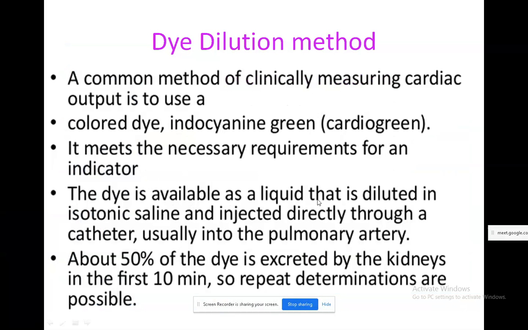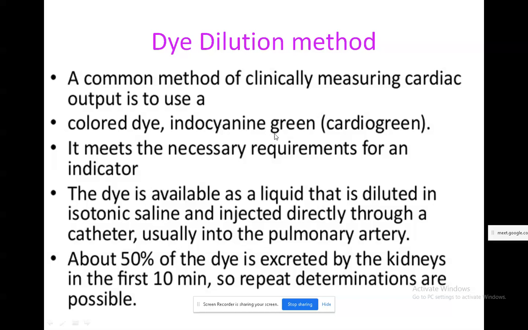So, the dye dilution method. A common method for measuring cardiac output is the dye dilution method. Similar to the indicator dilution method, instead of an indicator, you are going to use a dye here. A colored dye, indocyanine green, is used for dilution in the blood, that is, the blood which is flowing in the heart.